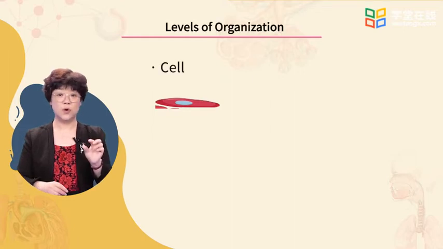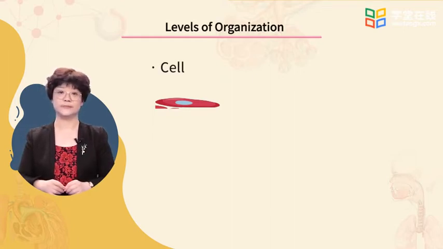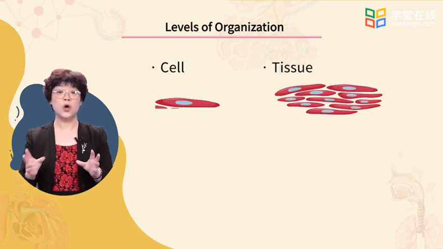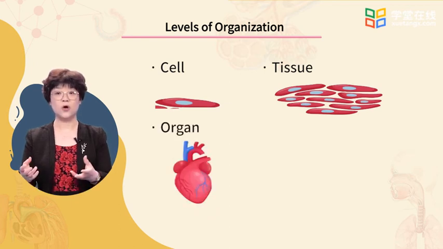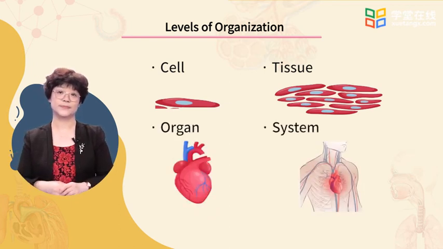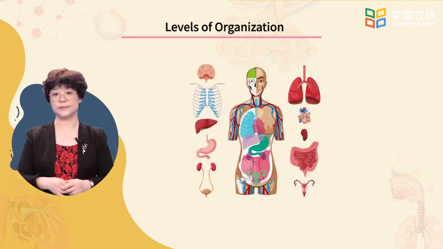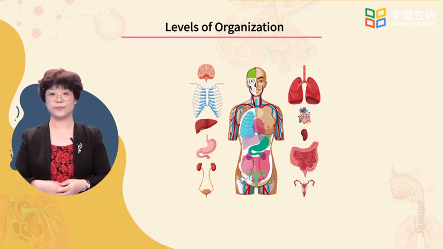Human body is organized at different levels. Cells are the smallest living unit in the body. Cells with similar functions form tissue, and tissues are organized into organs, and organs form systems. The human body is made up of several organ systems. Each organ system has its own job.